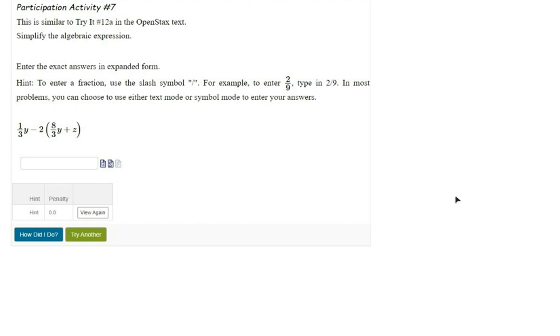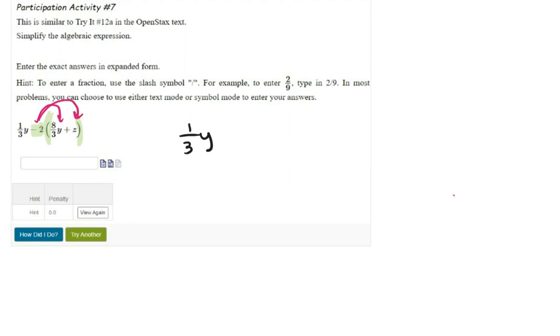Okay, for this problem, we're going to start by distributing the -2 right here. Let me use a highlighter on this. This -2 is in front of this set of parentheses. So I'm going to copy down the 1/3 y. That's not going anywhere. But then you're going to pick up this -2 and distribute it.